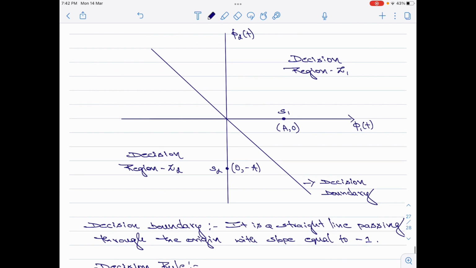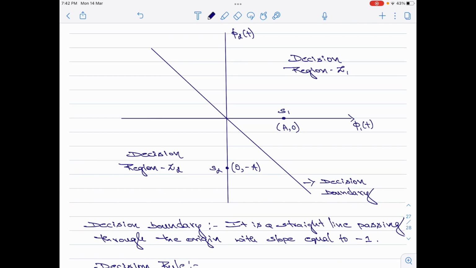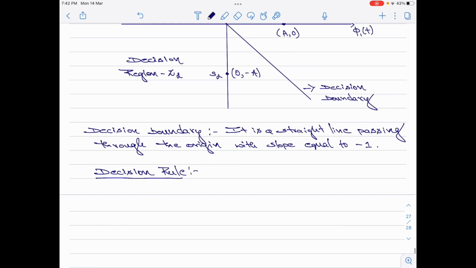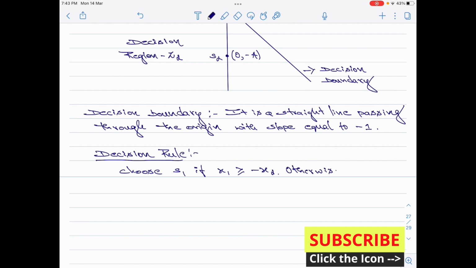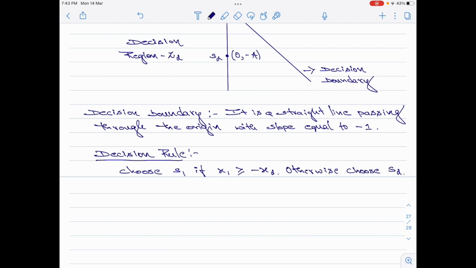Let us come back to the constellation diagram and analyze. Whenever the signal vector x has its coordinates x1 and x2 related in a fashion where x1 is greater than or equal to minus x2, then a decision will be made in favor of signal S1 of t, and whenever x1 is less than minus of x2, then a decision will be made in favor of signal S2 of t. That will be the decision rule. So, I will write it as, okay. So, that is the decision rule for the second set of signals given.